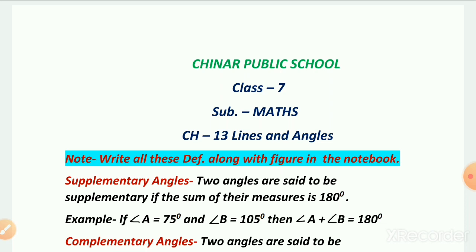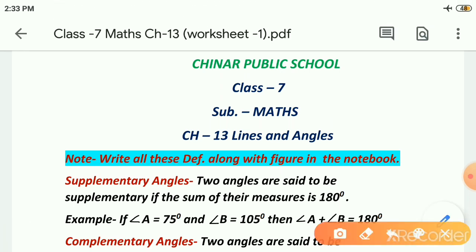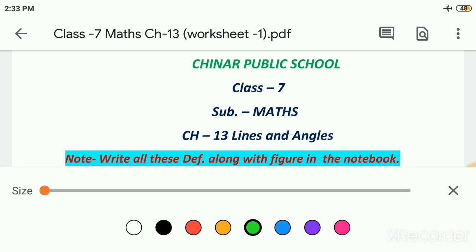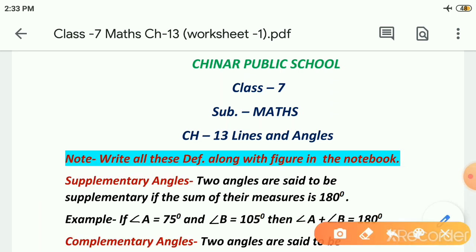In our previous class, we had learned about angles. What are angles? Then right angle, straight angle, and other things also. Okay. So now I am telling you the different types of angles. The first one is the supplementary angle. Two angles are said to be supplementary if the sum of their measures is 180 degrees.